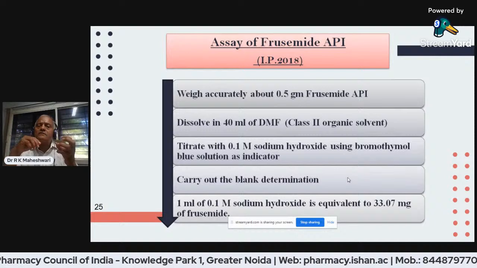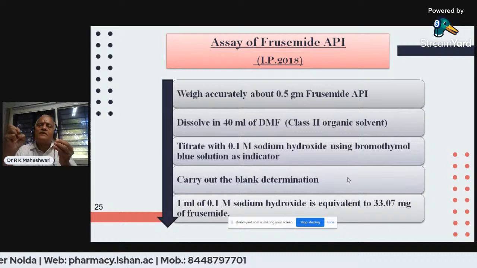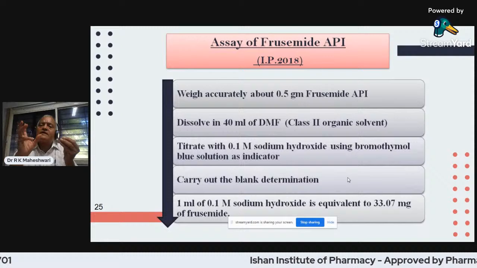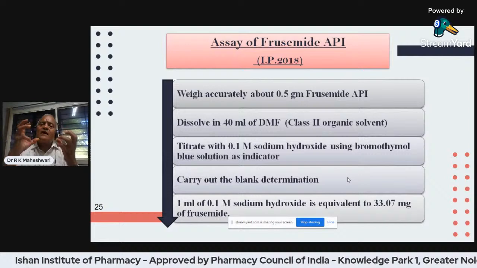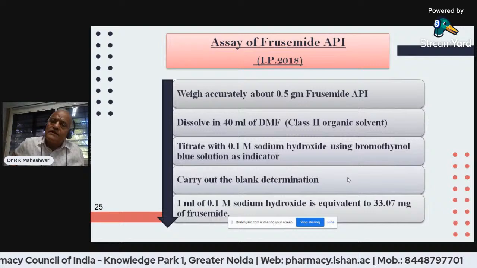Ethanol is better as far as the injurious effect is concerned. It is better than dimethyl formamide. Ethanol is class 3, and dimethyl formamide is class 2. Class 2 organic solvents are more harmful than class 3 organic solvents, so ethanol is relatively safer. But ethanol could not be employed due to the problem of solubility, so they have employed dimethyl formamide.